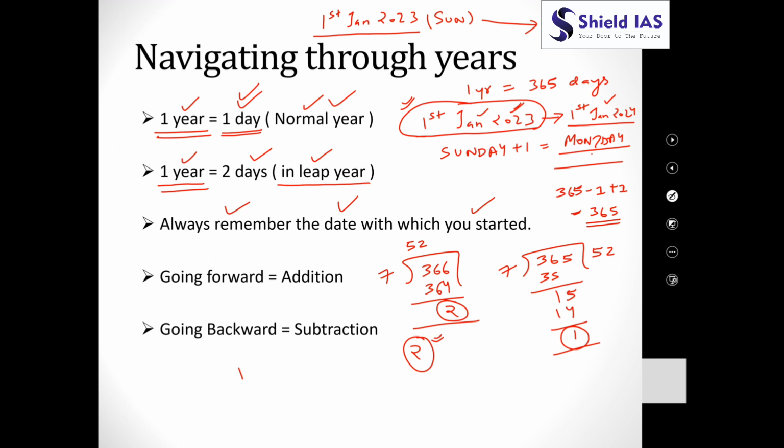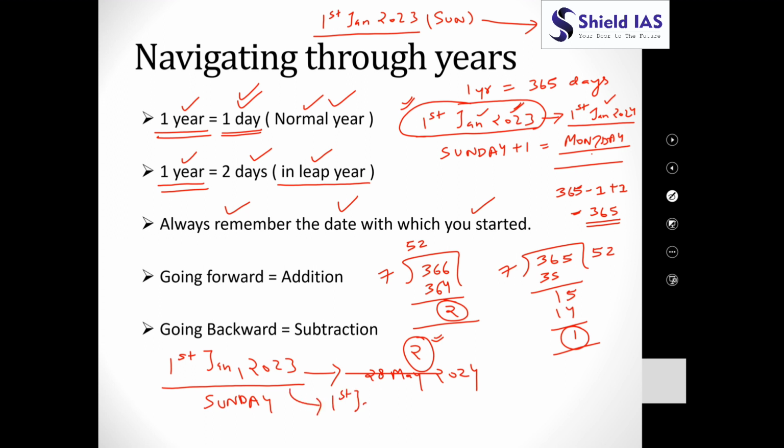So if the question is like this, that on 1st January 2023, the day is Sunday, and if it asks what will be the day on, let's say, 28th May 2024, first we will go to 1st January 2024. It will come out to be Monday, right? After coming through 1st January 2024, we can directly go to 28th May 2024.